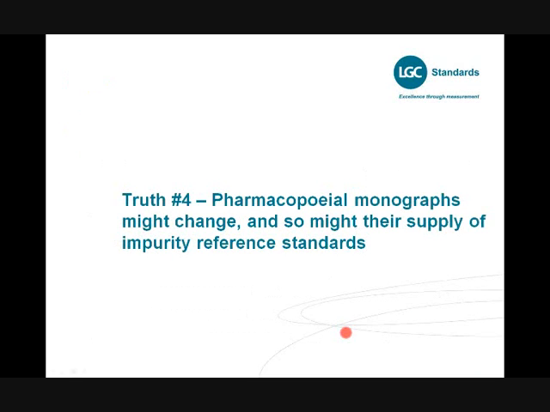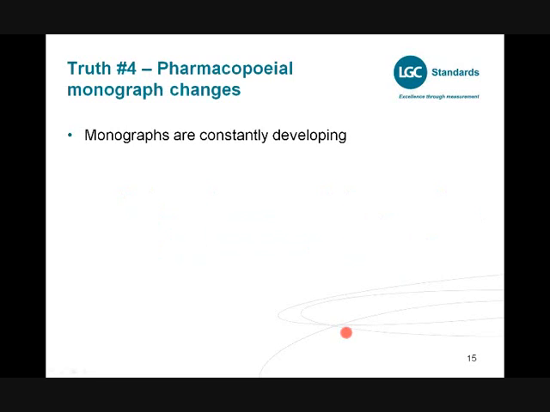I would like to show you now what we have here for you about truth number 4, and that is one that you might have experienced already as well: the pharmacopoeial monographs can change, and so can the supply of impurity reference standards that are used for those monographs. Such monographs from the United States Pharmacopoeia and the European Pharmacopoeia, for example, are constantly developing due to technical progress, but also very often due to regulatory changes, of course.